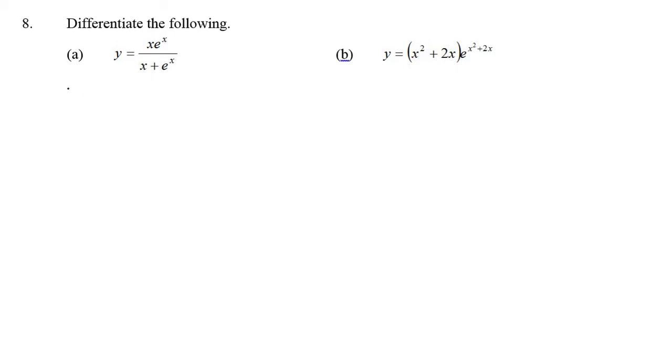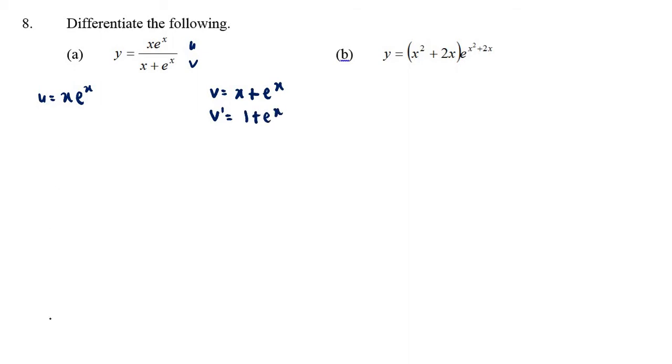Okay, so for question A over here, kita tengok, this one is in the form of quotient. Okay, so we have u and v. So if we take u equals x e^x over here, and then we take v equals x plus e^x, exponential x. So dekat sini kalau kita tengok, we need to find both u prime and v prime, right? So let's start from this one. V prime, we have 1 plus e^x over here.